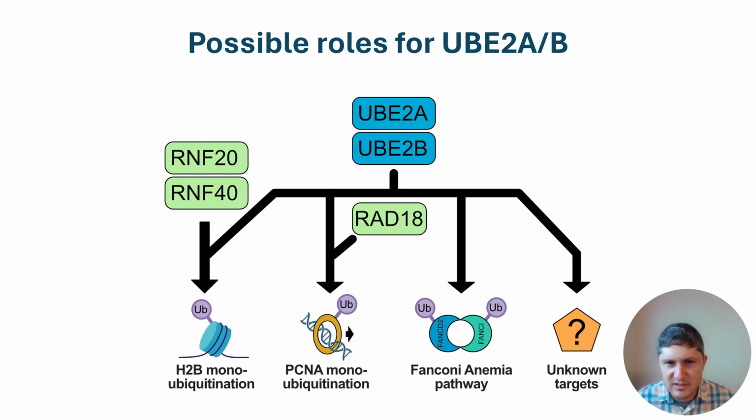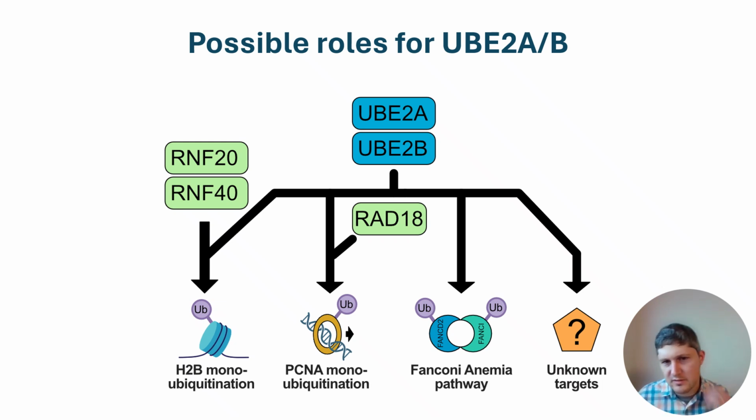Another possibility, UBE2A and UBE2B are known to interact with the DNA repair factor RAD18 to monoubiquitinate PCNA. PCNA is a very critical protein involved in various aspects of DNA repair as well as DNA replication. So it could be regulating the function of PCNA.